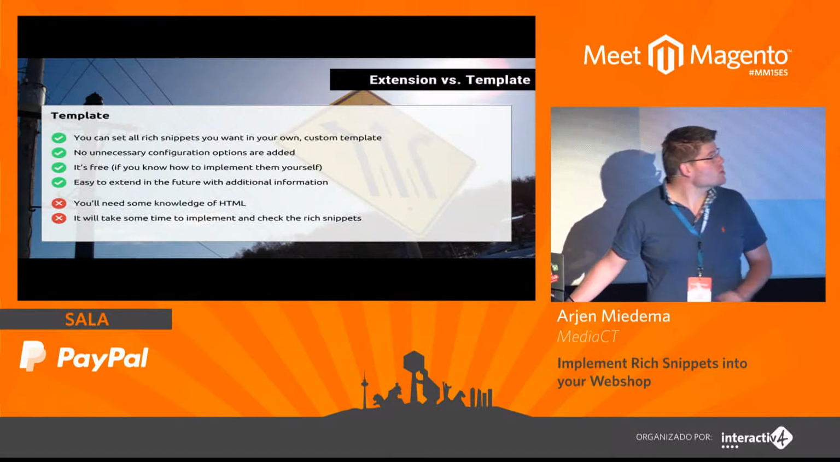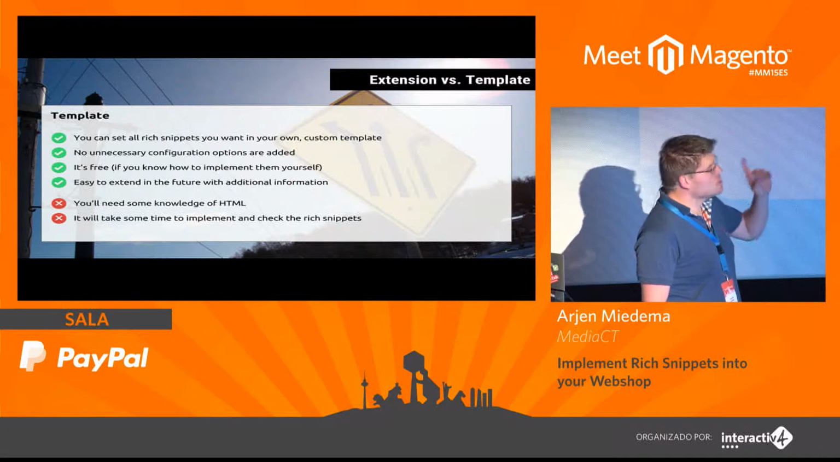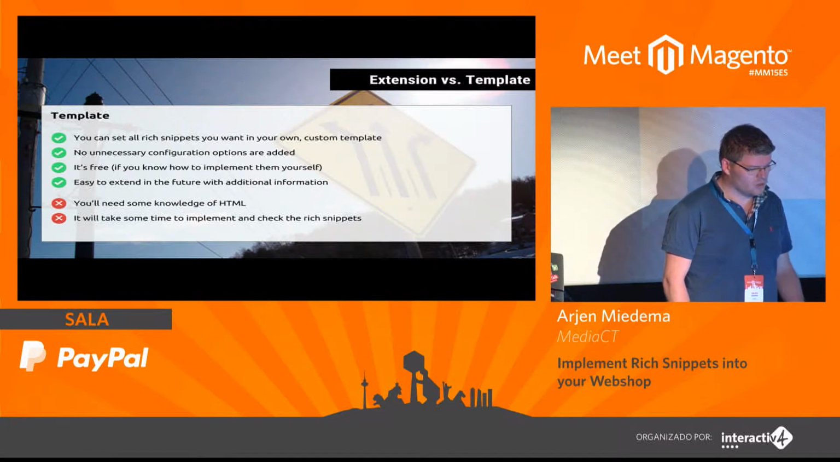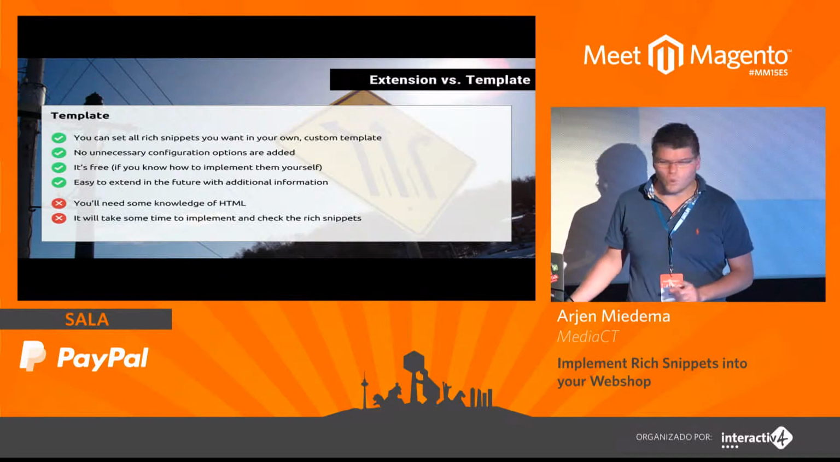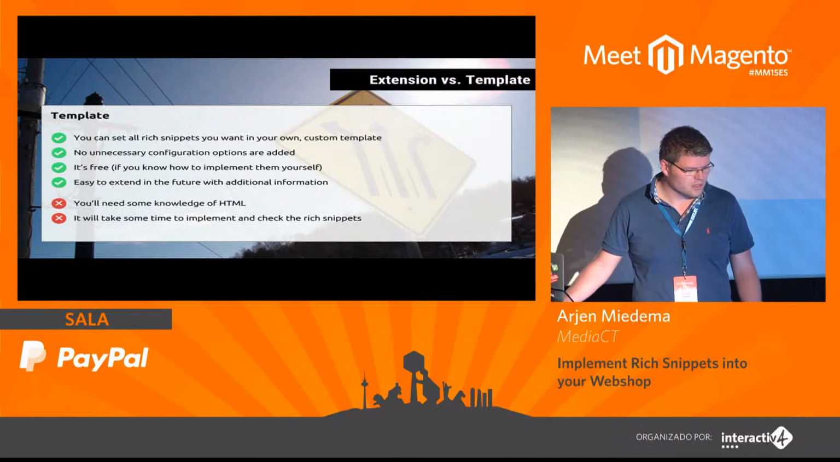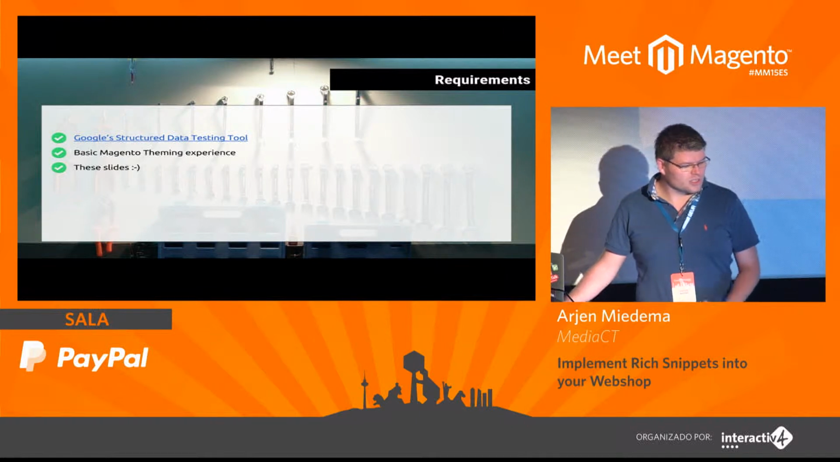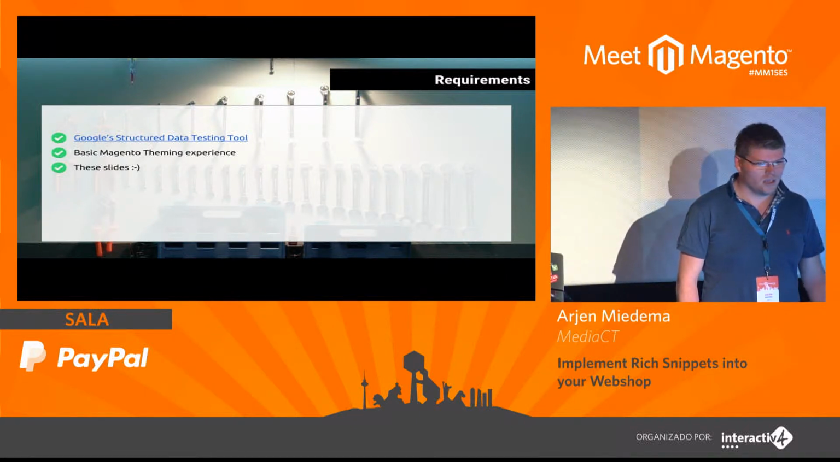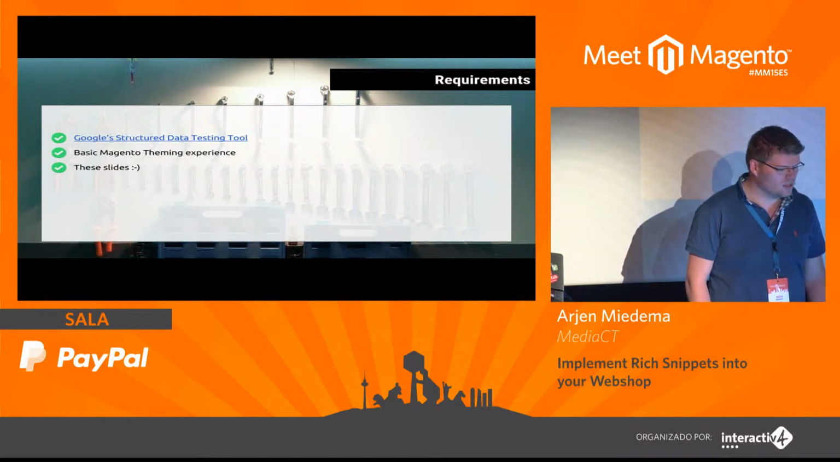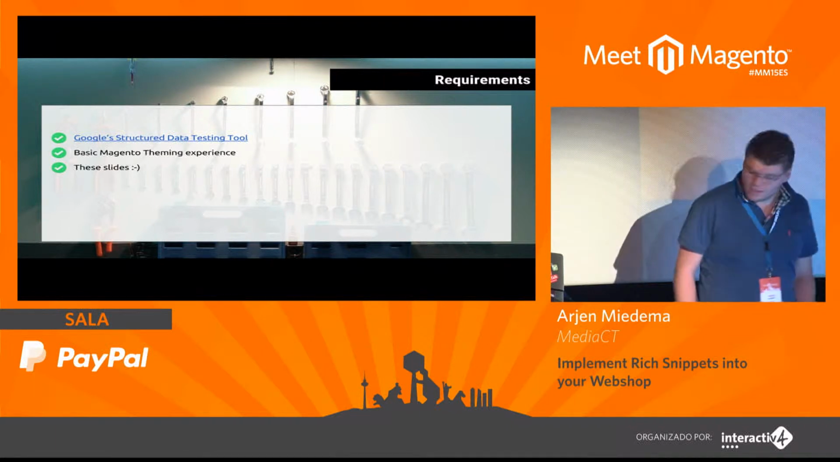So that's why I'm going to tell you how to add it in a template. You do need some HTML knowledge, and it will take more time than just implementing an extension. There are three things you need: Google's structured data testing tool, some basic Magento theming experience, and these slides.